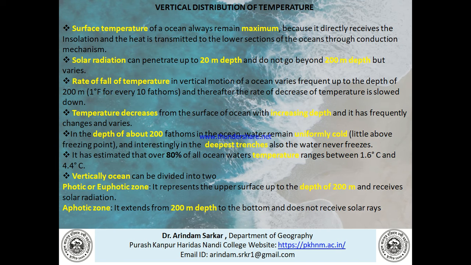The rate of fall of temperature in the vertical profile of an ocean varies frequently up to the depth of 200 meters, and thereafter the rate of decrease of temperature slows down. Temperature decreases from the surface of the ocean with increasing depth, and it frequently changes and varies. At a depth of about 200 fathoms in the oceans, water remains uniformly cold.